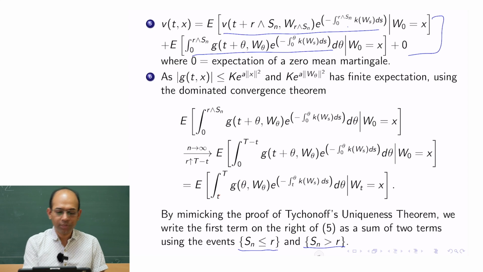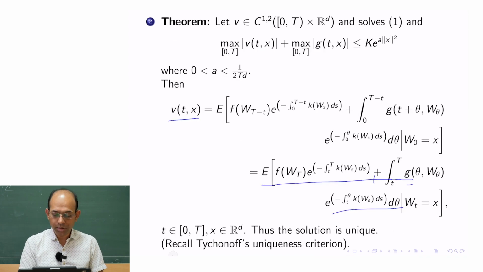So here in bullet number 5, we had r minimum Sn only, but as n tends to infinity, this Sn would also go to infinity, and we take r tends to capital T minus small t. So the expectation of the integration of the g function would converge to the term which is appearing in the statement of the theorem, the integration from small t to capital T of g of theta w theta e to the power minus this thing. Actually, here the statement is written with two different versions, where the conditional expectation was given w0 is equal to x, and another was wt is equal to x. So both the versions were written here.